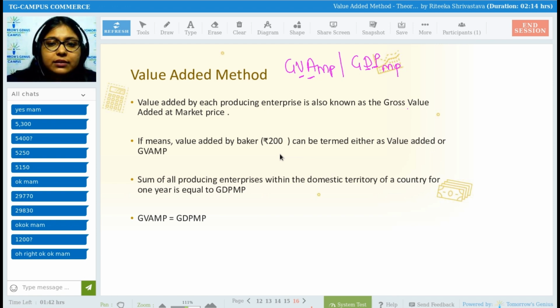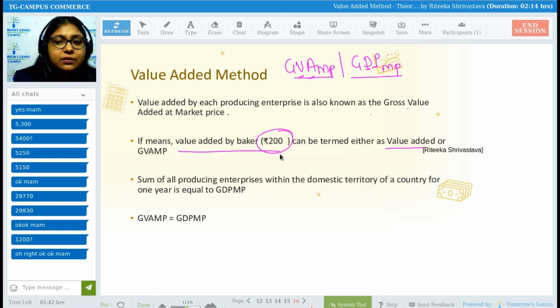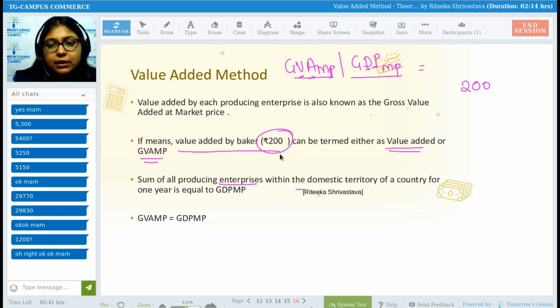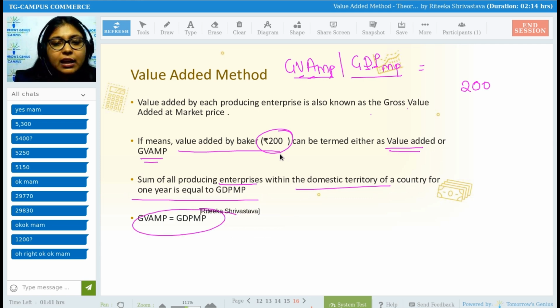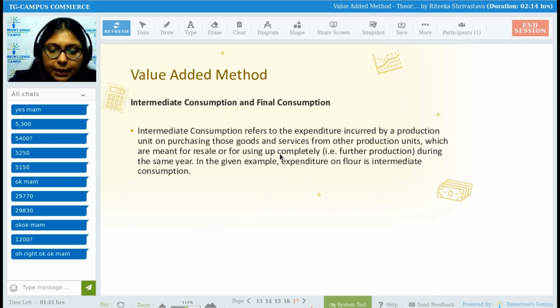So what is the aggregate of gross value added method? GVA at MP or GDP at MP. So value added by the baker is rupees 200, which can be termed either as value added or GVA at MP. So that 200 can be called GVA at MP. It can also be called GDP. So the sum of all producing enterprises within the domestic territory of a country for 1 year is equal to GDP at MP. See here, GVA at MP is equal to GDP at MP. So GVA MP is also called GDP MP.